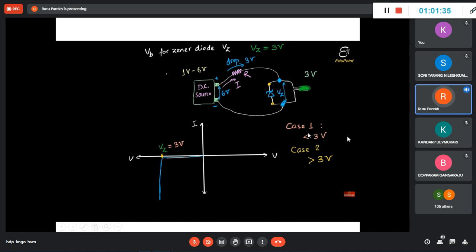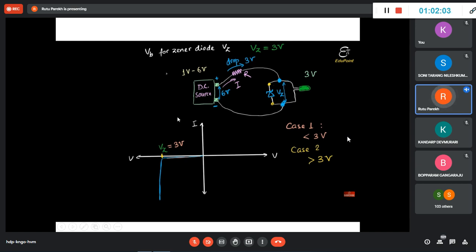See, this is less than 3 volt. It can be 2.9, so around 3, but it is less than 3 volt. Case 1: if it is less than 3 volt, then what will happen? Your Zener is not on, so it is almost 2.93 volt. So your LED will be on, and the Zener is off.